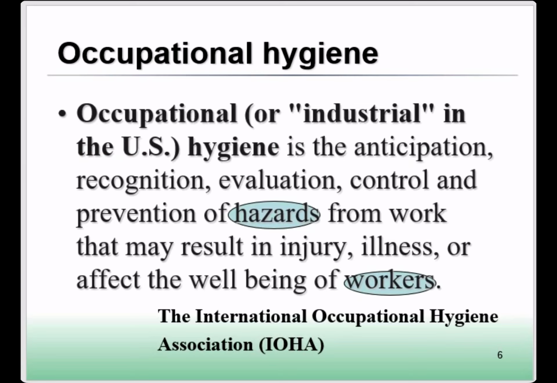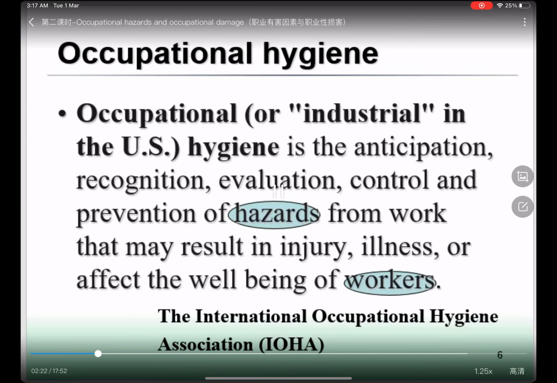Occupational hygiene, or we can call it industry hygiene. In the US, it's industry hygiene. Occupational hygiene is the anticipation, recognition, evaluation, control, and prevention of hazards from work that may result in injury, illness, or affect the well-being of workers. This definition came from IOHA. So in this sentence, there are 2 important words we have to know. The first one is hazards.